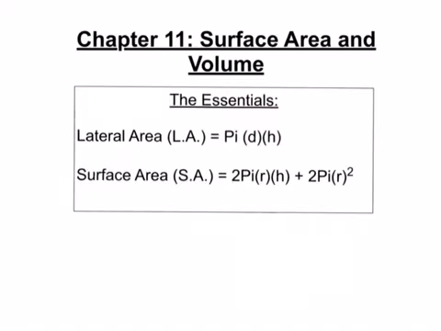Now we're moving on to surface area and volume. Now there's not a lot you need to know for this next problem. You just need to know the lateral area and the surface area of a cylinder. So as you can see here, the lateral area of a cylinder is pi times d, which is the diameter, times the height, which is h. The surface area of a cylinder is 2 times pi times r times h, where r is the radius and h is the height, plus 2 times pi times the radius squared.